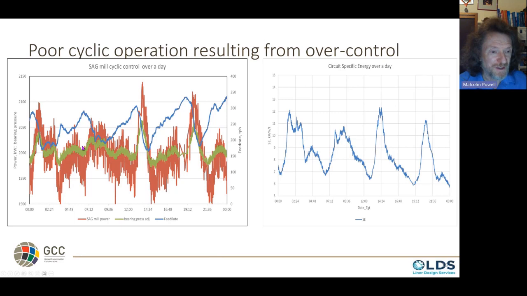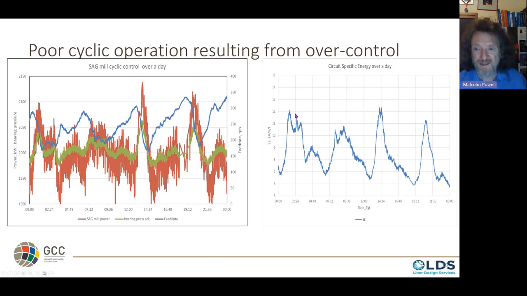And now the power is going up extremely fast. So he realizes there's a problem, brings it down. And this cycle just carries on through the day. If we go into specific energy, kilowatt hours per ton for the same period, and I ask, what's the specific energy? It's varying from 7 to 12.